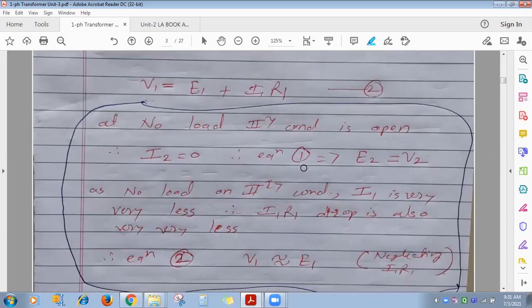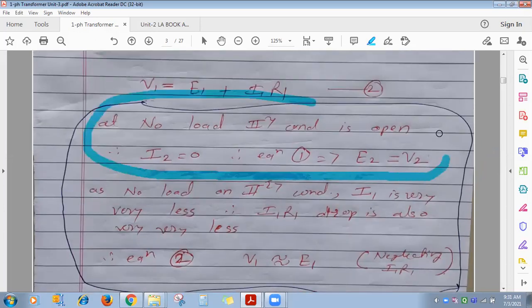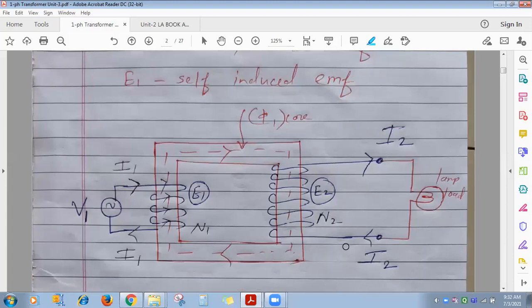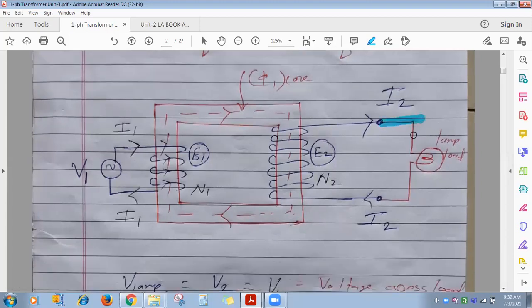See, here I have written: at no load condition I2 is 0, and E2 is equal to V2. Now here one lamp is connected, isn't it? Soon we are going to derive the expressions for E1 and E2. You will find the expressions are 4.44 F phi m N1 for E1, and 4.44 F phi m N2 for E2.